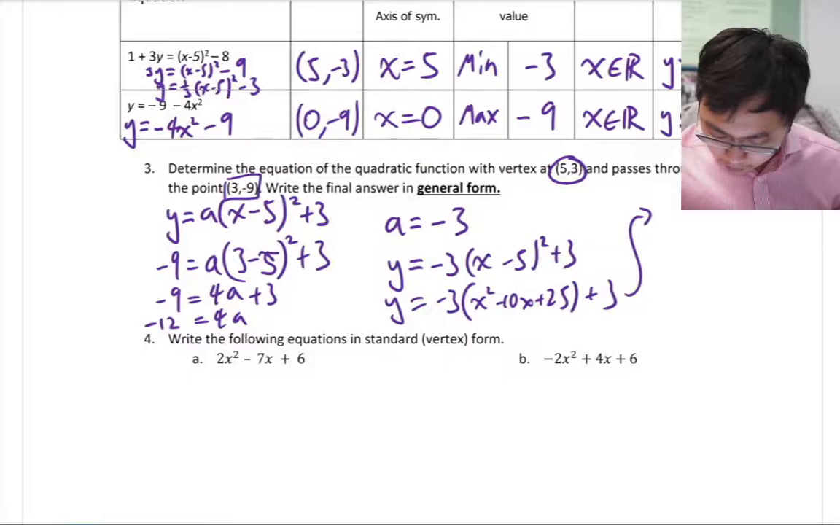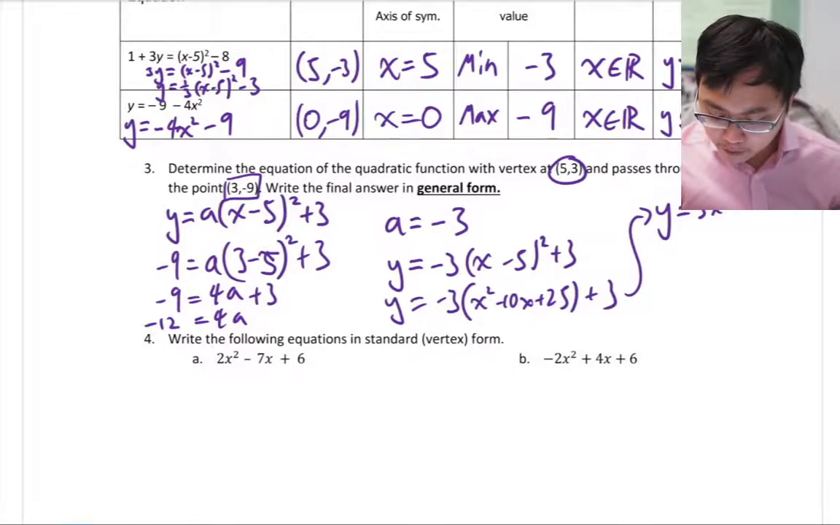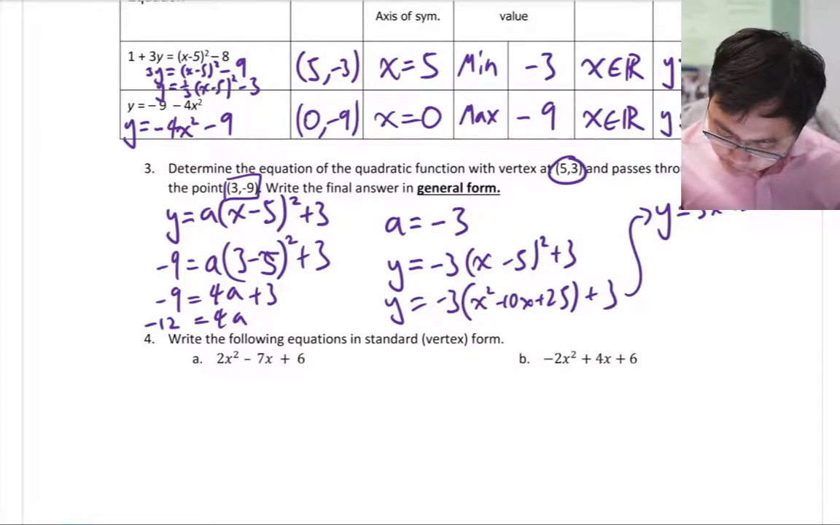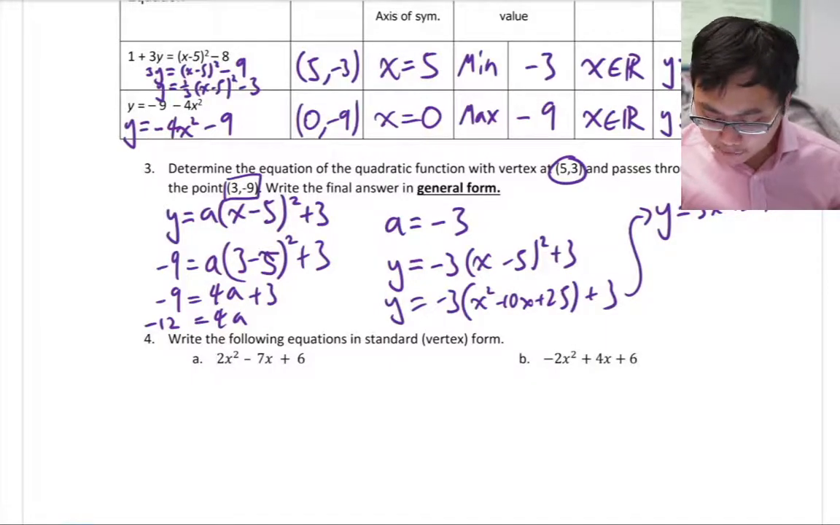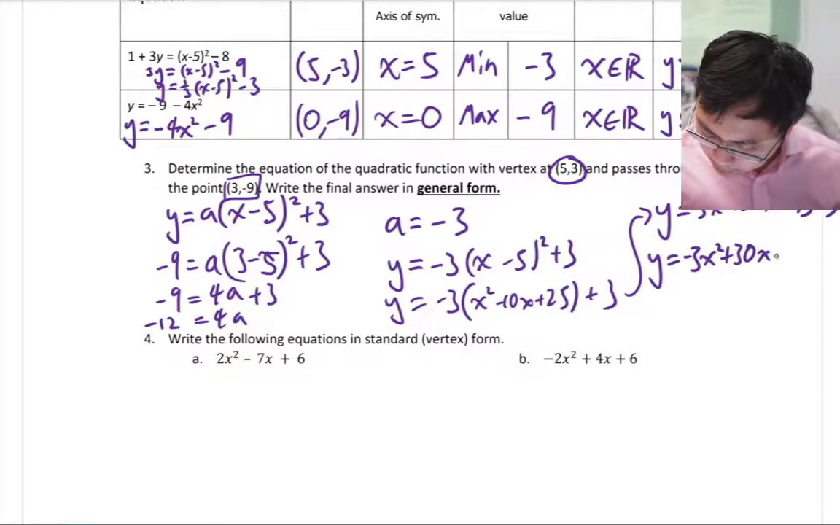So in the end, the answer is y equals negative 3x squared. Negative 3 times negative 10 is plus 30x. Negative 3 times 25 will be minus 75, and then plus 3, and let's just combine that. y is equal to negative 3x squared plus 30x minus 72.